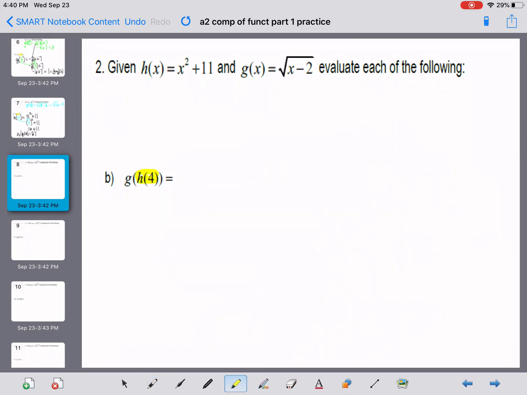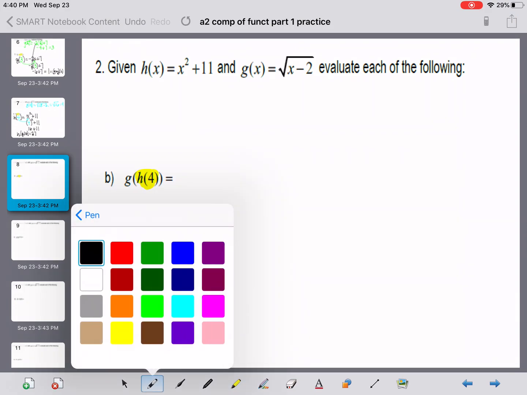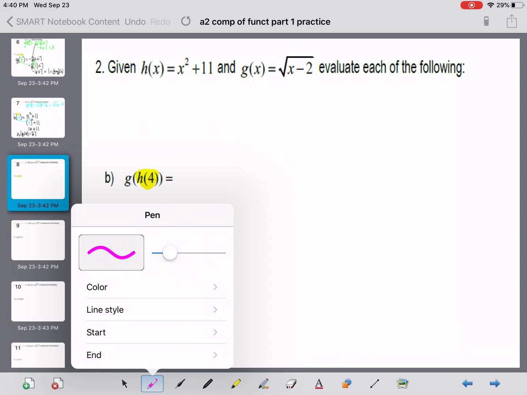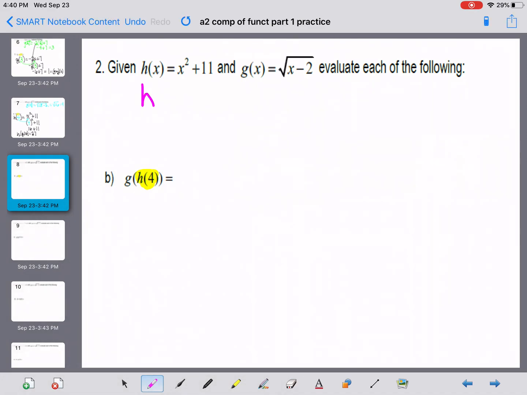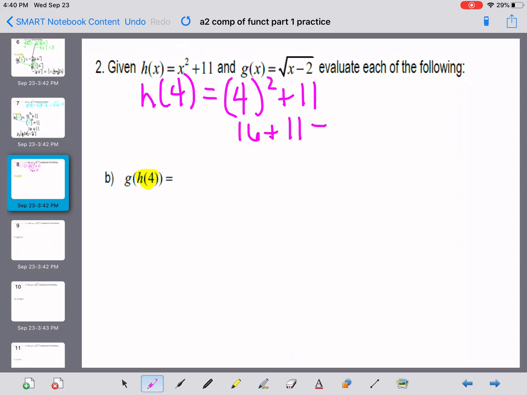Going to start with h of 4 this time. So when we go back and look at our function here, we're going to deal with h of 4. So we're going to replace the x in that h function with a 4. 4 squared is 16 plus 11. We actually just did this math, which gives us 27. So h of 4 is 27.